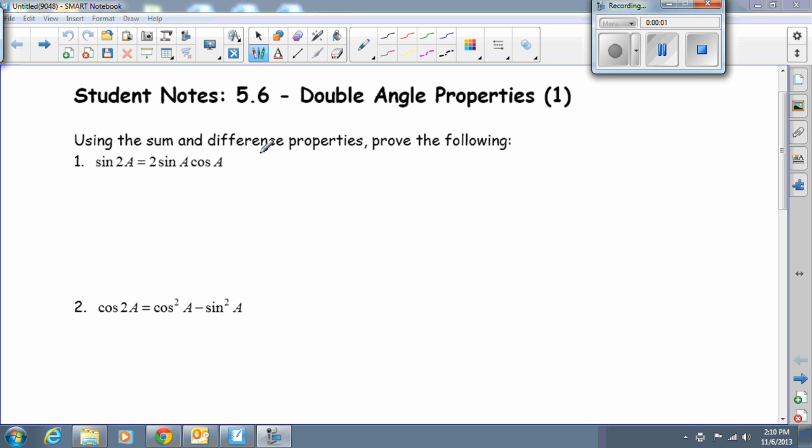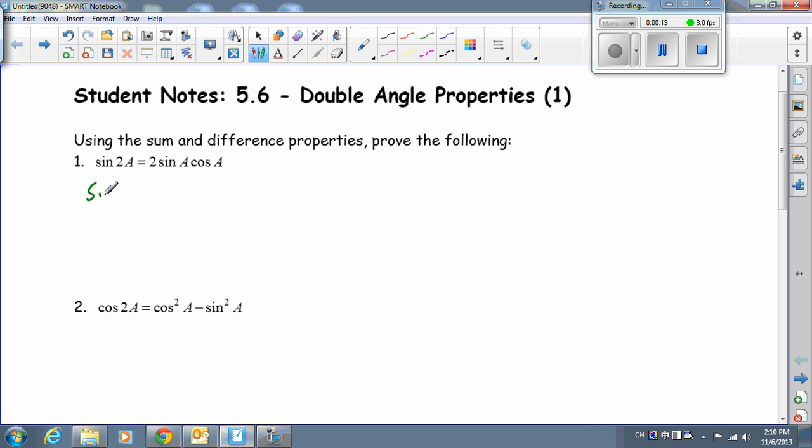Hey guys, today we will work on our double angle properties. That's your 5.6. We will start by doing what we love the most, meaning prove it. The first part is sine of 2a. We're trying to figure out if it's equal to 2 sine a cosine a. Not figure out, but prove it.